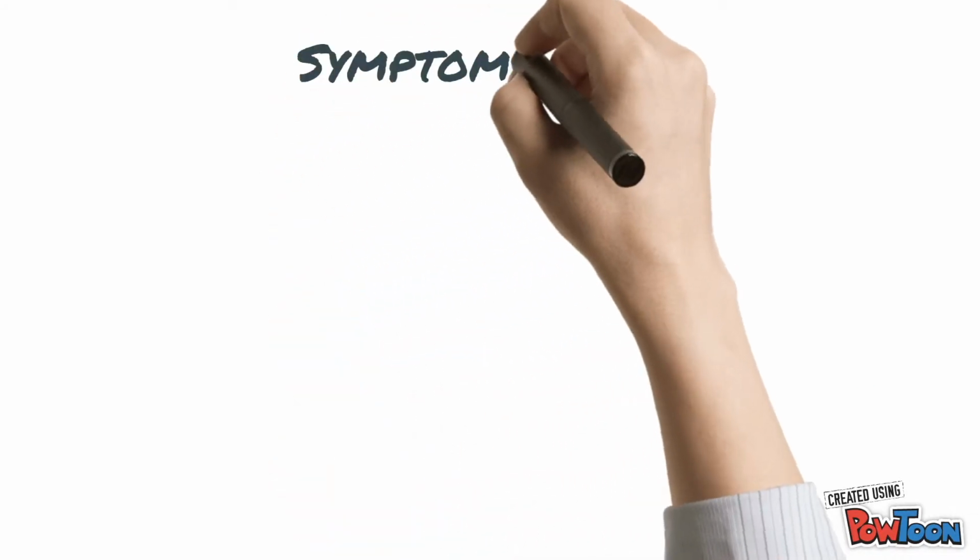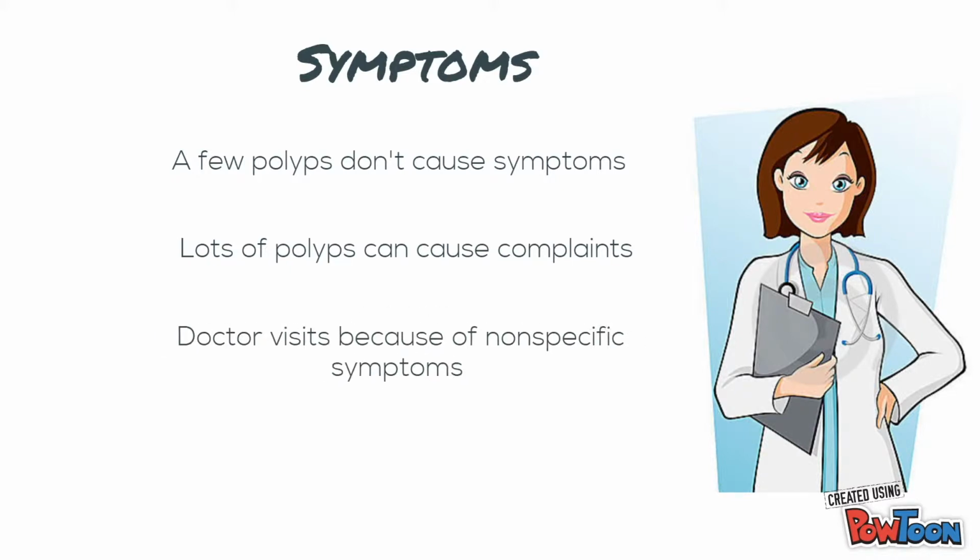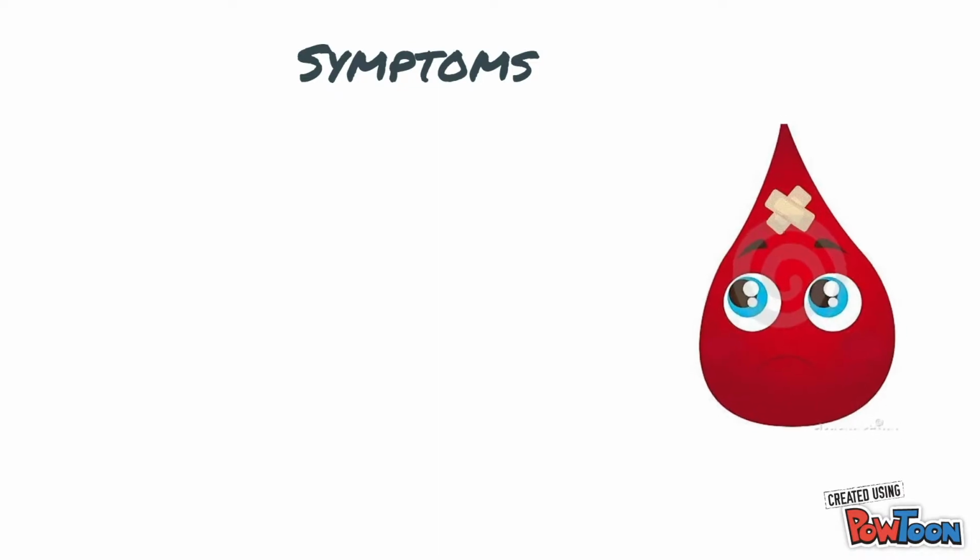Polyps usually don't cause any symptoms, but because there are a lot of polyps in FAP, the risk of getting complaints is bigger since they get in the way of the normal digestion system. Patients often go to the doctor because of non-specific symptoms, such as unexplained rectal bleeding, diarrhea, blood in the stool, abdominal pain, or because of excessive tiredness. The tiredness can be explained because of the high risk of anemia.